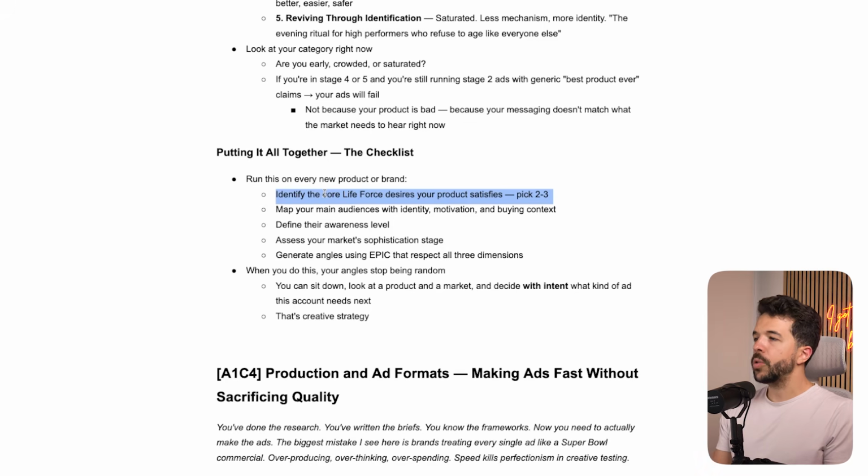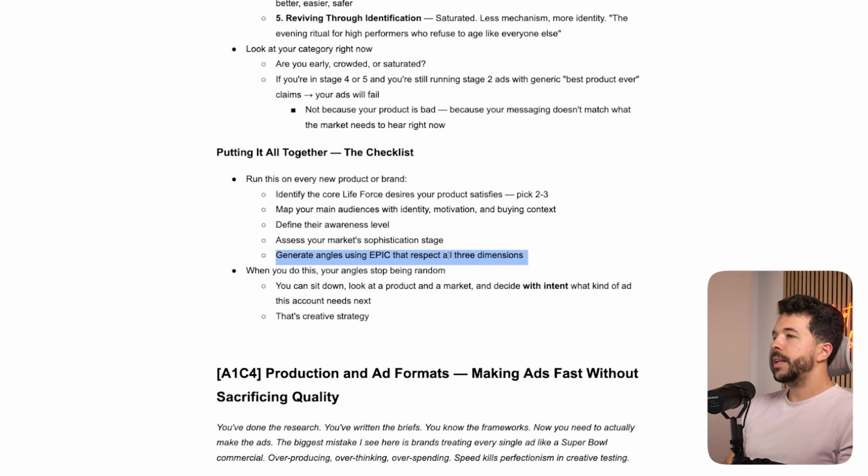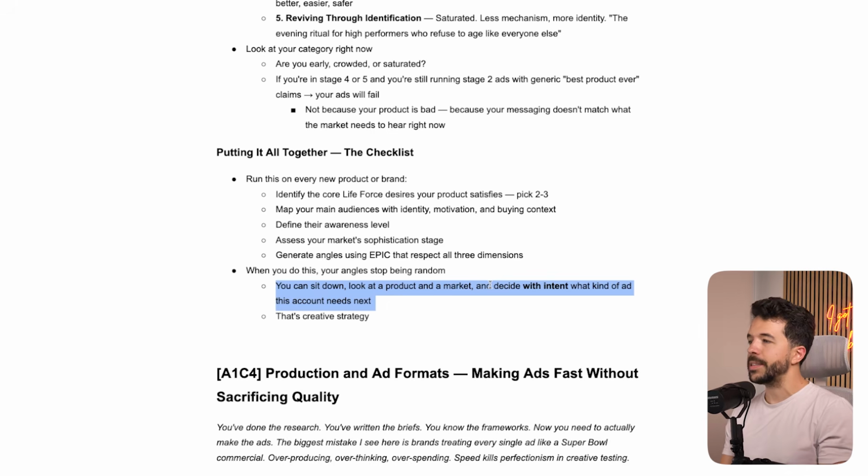You want to map your main audiences with identity, motivation, and buying context. You want to define the awareness level. You want to assess your market sophistication stage. You want to generate angles using the EPIC framework, and make sure that it respects all three dimensions. When you do this, your angles stop being random and they start printing, basically. When you can sit down, look at the product and the market and decide with intent what kind of ad your account needs next, that is creative strategy.